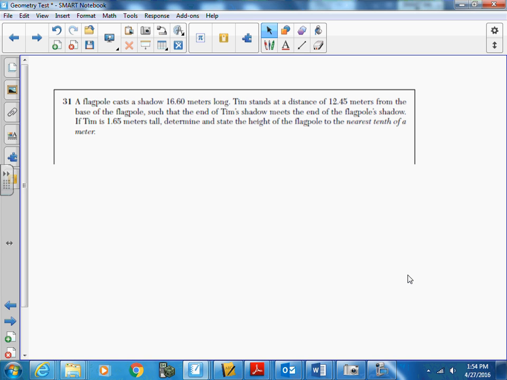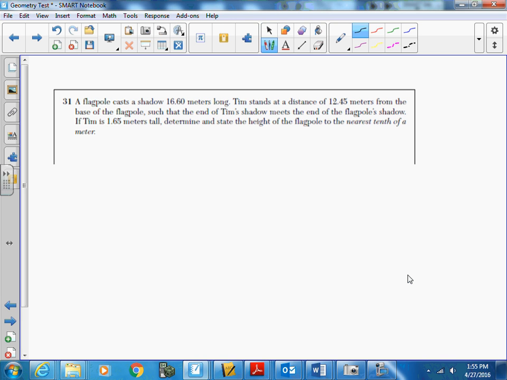It says a flagpole casts a shadow 16.60 meters long. Tim stands at a distance of 12.45 meters from the base of the flagpole, such that the end of Tim's shadow meets the end of the flagpole's shadow. If Tim is 1.65 meters tall, determine and state the height of the flagpole to the nearest tenth of a meter. All right, there's a lot of stuff going on here.